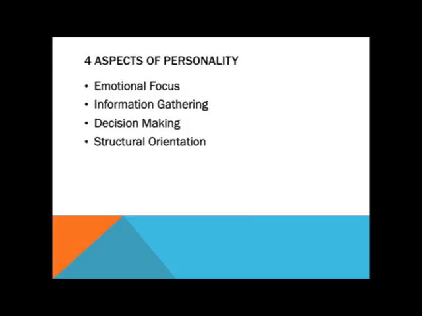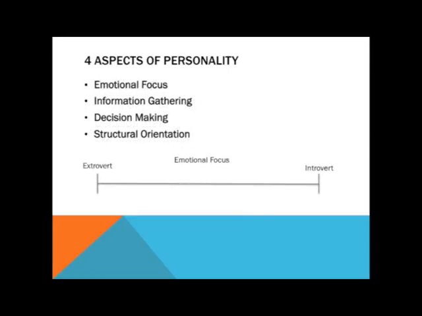The personality assessment explores 4 aspects of your personality: emotional focus, information gathering, decision-making, and structural orientation. 2 traits for each aspect sit opposite on a scale. Most people have at least some amount of each of the 2 traits, so it's unlikely that you'd be 100% of one characteristic and 0% of another.